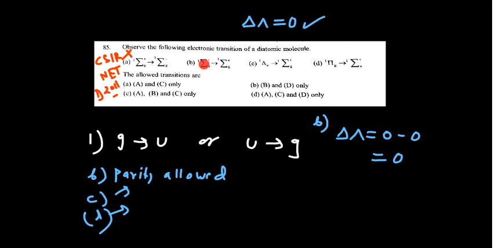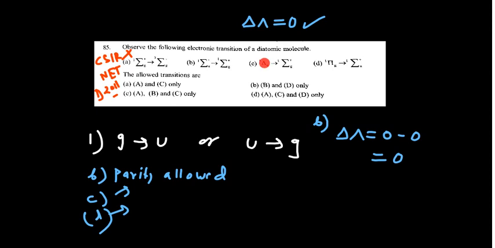So how is it 0? See, for this sigma term, the value of lambda is 0, and here again in the excited state where the transition is happening, it is also 0. If you subtract, then you will get 0. So B, C and D, they are actually Laporte allowed. They are also Laporte allowed.